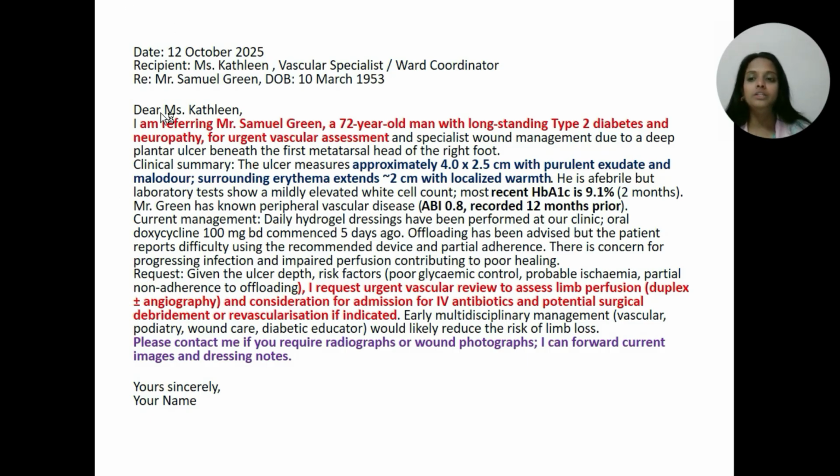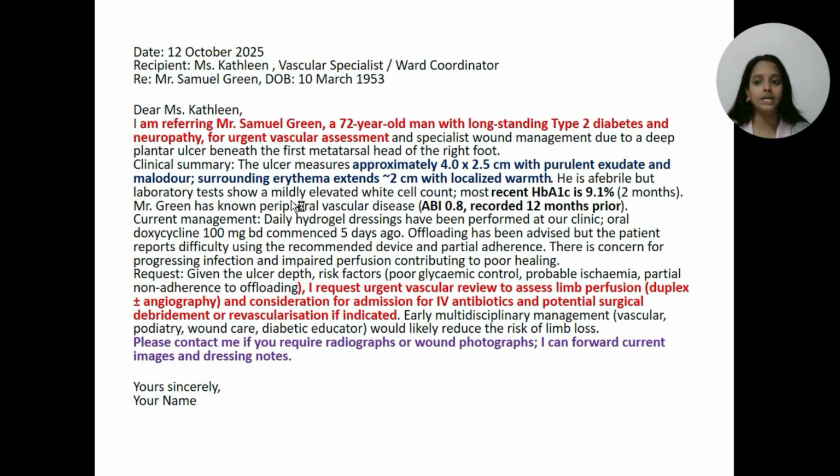Dear Miss Kathleen, I am referring Mr. Samuel Green, a 72-year-old man with long-standing type 2 diabetes and neuropathy, for urgent vascular assessment and specialist wound management due to a deep plantar ulcer beneath the first metatarsal head of his right foot. Clinical summary: the ulcer measures approximately 4.0 by 2.5 cm with purulent exudate and malodor. Surrounding erythema extends 2 cm with localized warmth.